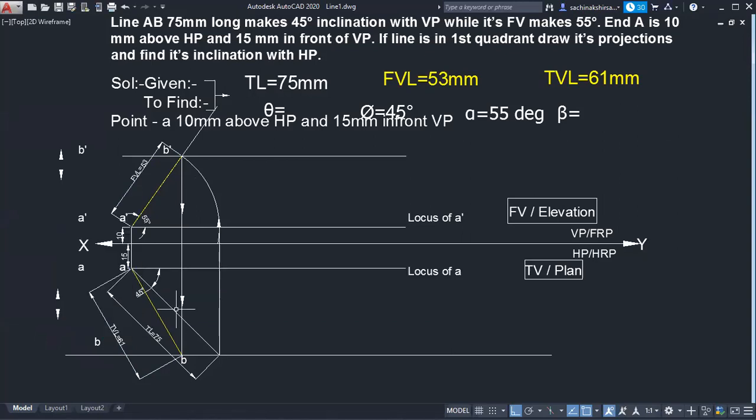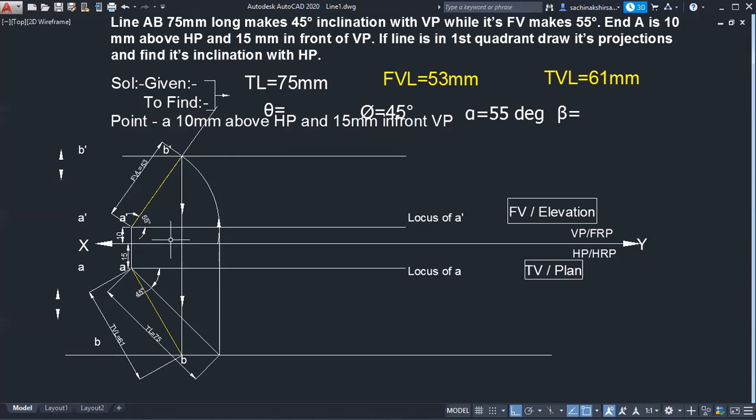Is it over? Yes, sir. Means we drew the projection of the line, but look at what the problem asks: draw its projection and find its inclination with HP. Inclination with HP means what is asked? Theta. The projection is complete, but from this we cannot get theta.